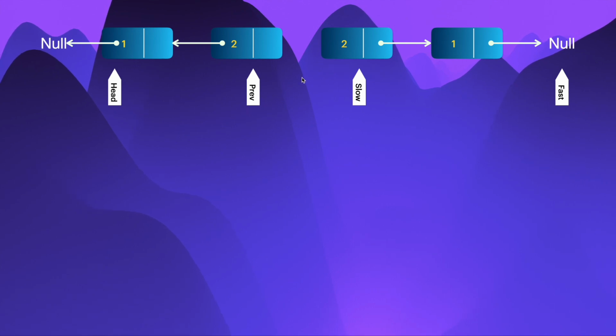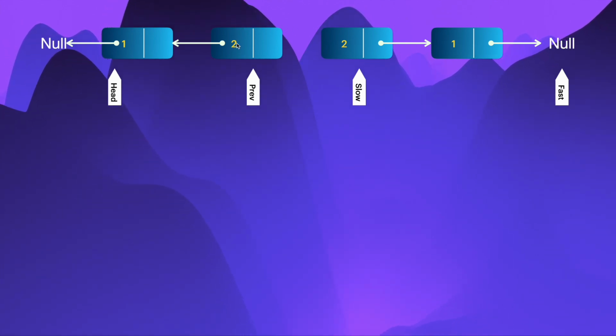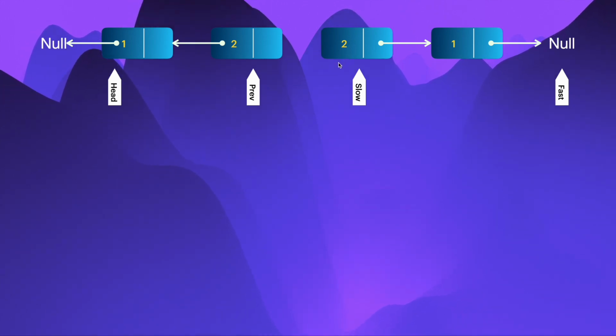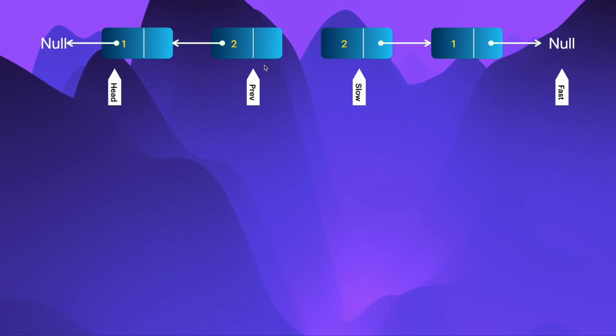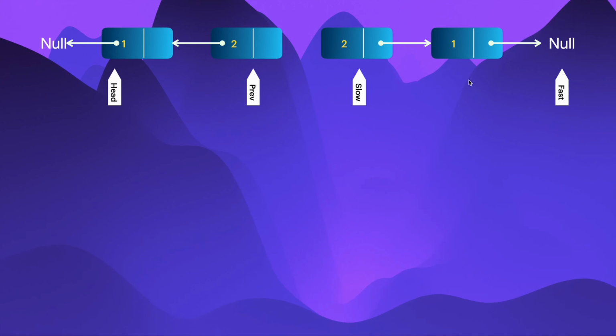Now what we have to do is simply run one more loop and check until the slow pointer is not null, and we compare this node's value and this node's value. If this node's value and this node's value are not equal, then we will return false because it is not going to be a palindrome. And if it is equal, we will increment both pointers one step ahead.